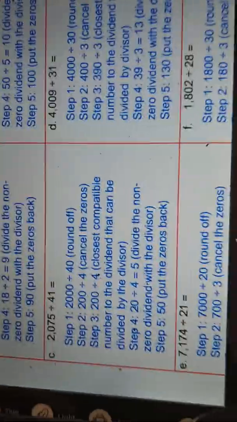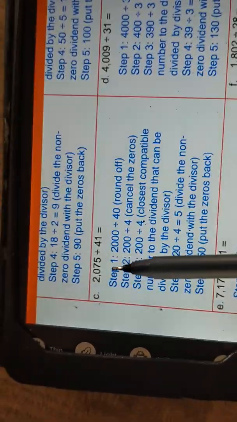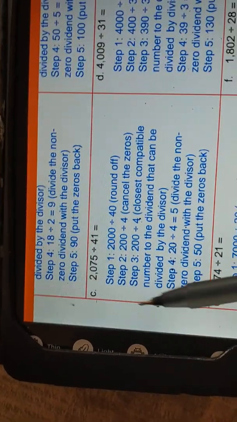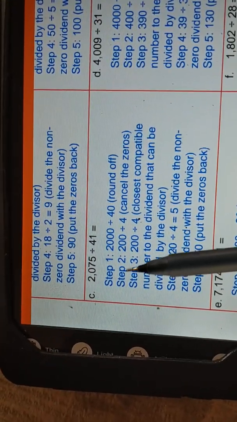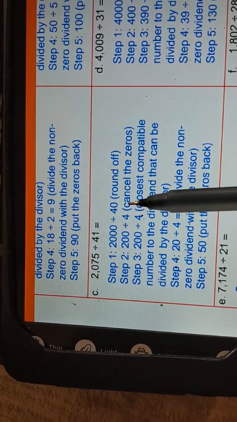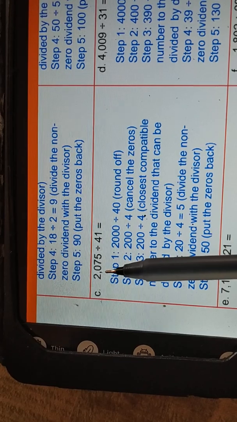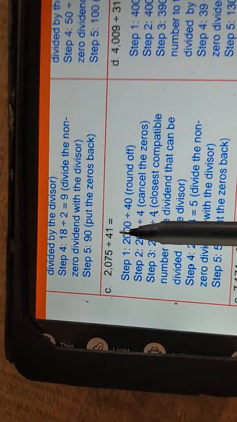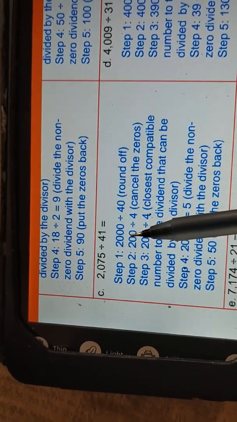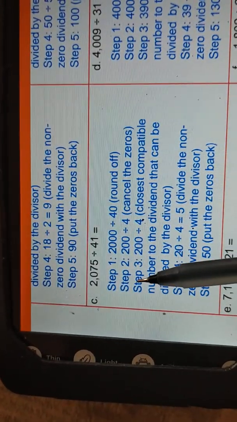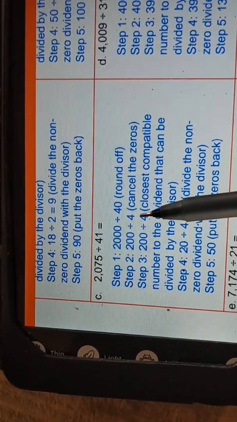Now students, C1 question. So in a C1 question, 2075 divided by 41 is this. So what we have to do, first of all, we have to write the step number 1. We have to find the nearest number. So 2000 divided by 40. Nearest number of the 2075 and nearest number of the 41 is there. We have to do the round off. Then step number 2 is 200 divided by 4.